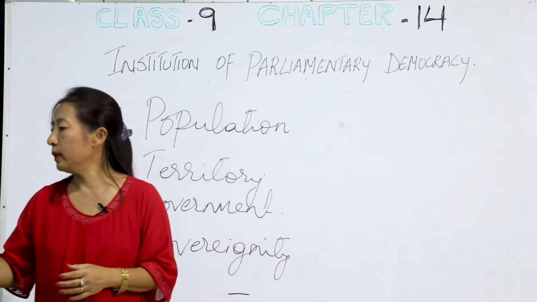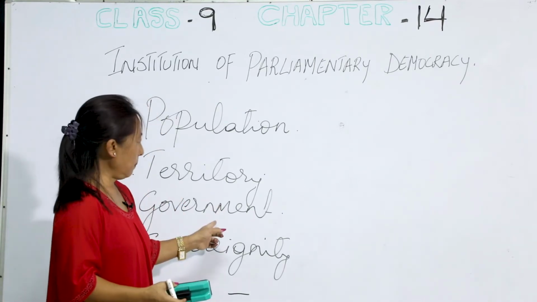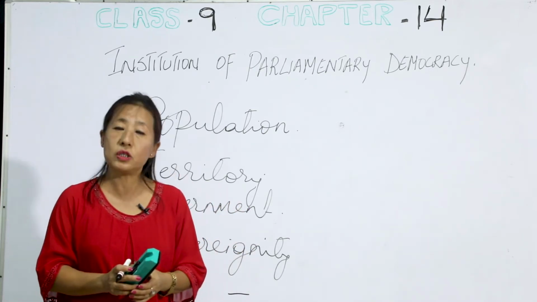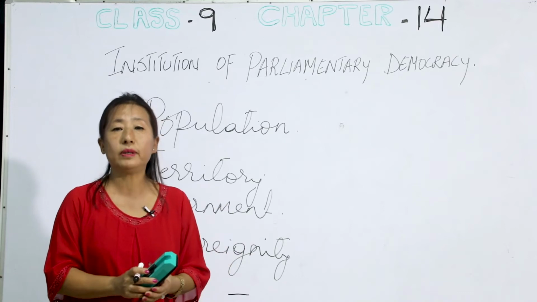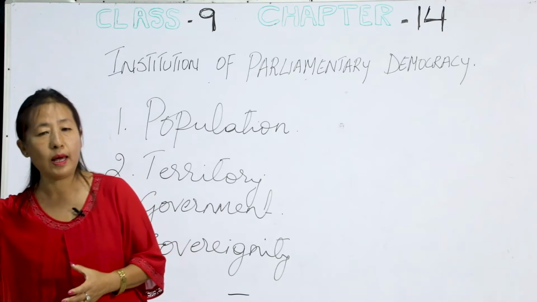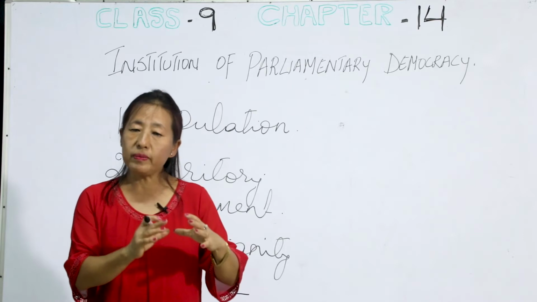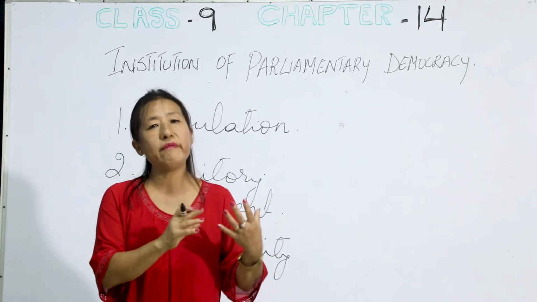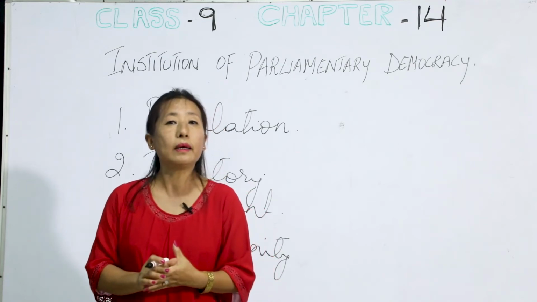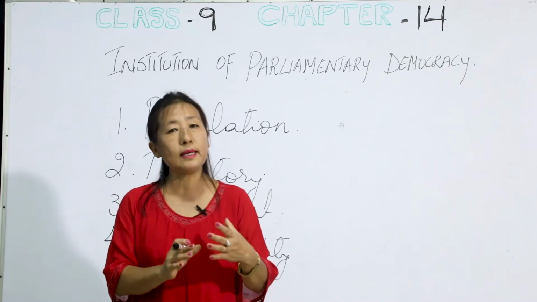Now, coming to the next topic: why do we need a government? Because we know that government is one of the important elements or pillars of the state. So now the question is, why do we need a government? As I've said before, if the government is not there, everyone will be doing whatever they wish, and the society is going to be in chaos. That is why we need a government. Government is a must.